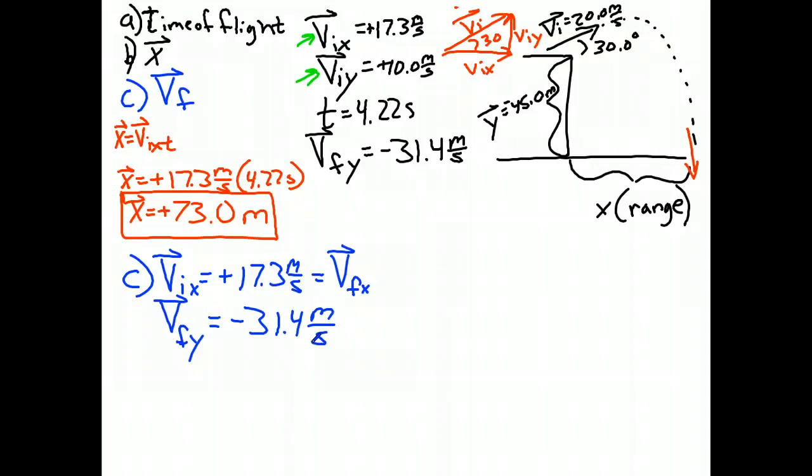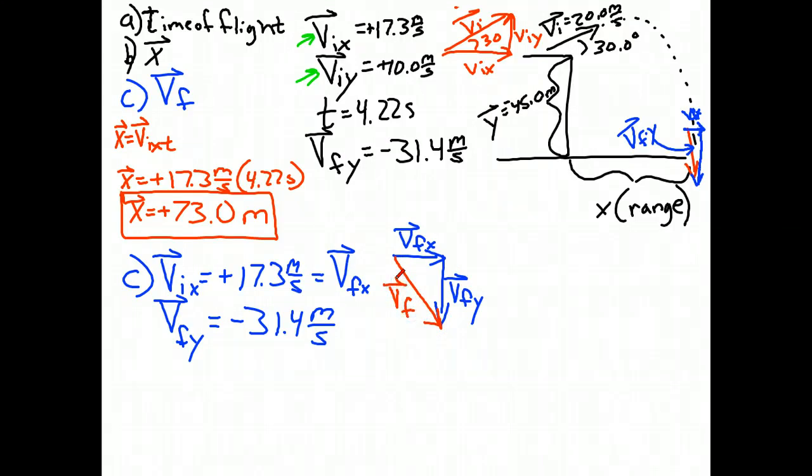So my final velocity over here actually is made up of two vectors. Here, which is VFX, and also here going straight down, which is VFY. I'm going to redraw that over here. So I have VFX and I have VFY. So I'm going to solve for both the magnitude and direction.